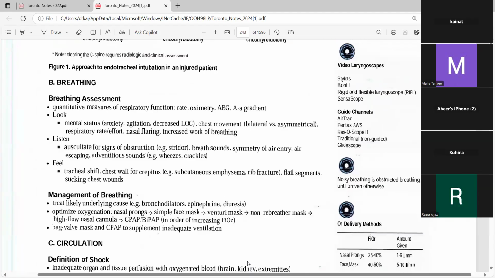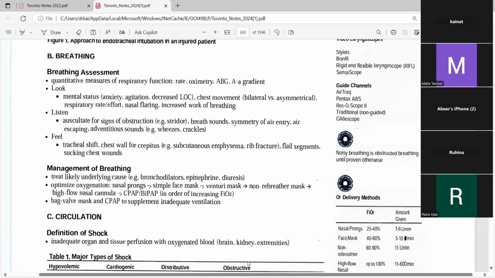Then coming to the breathing assessment, how are you going to assess breathing? Quantitative measurement of the breathing functions, like checking the rate, oximetry, ABGs, and the arterial gradient. Basically, ABGs are very, very important. I would suggest you usually do this, okay? So don't miss out on this one. Rate and oximetry, because the vital monitor is already attached, so we can check from there, and then send ABGs right away.